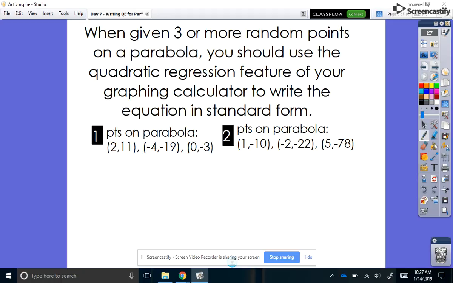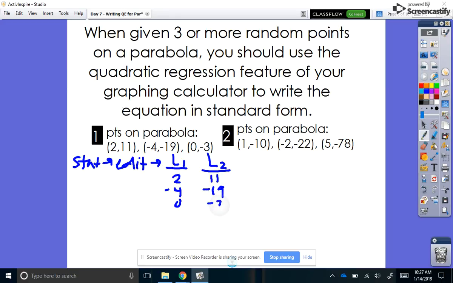So you need to follow these steps. First, you're going to hit Stat, go over to Edit. In list 1, you're going to put your x values, so 2, negative 4, and 0. In list 2, you're going to put your y values, so 11, negative 19, and negative 3. I'll give you a second to do that. I'll do it here on my calculator also to make sure we're getting the same thing.